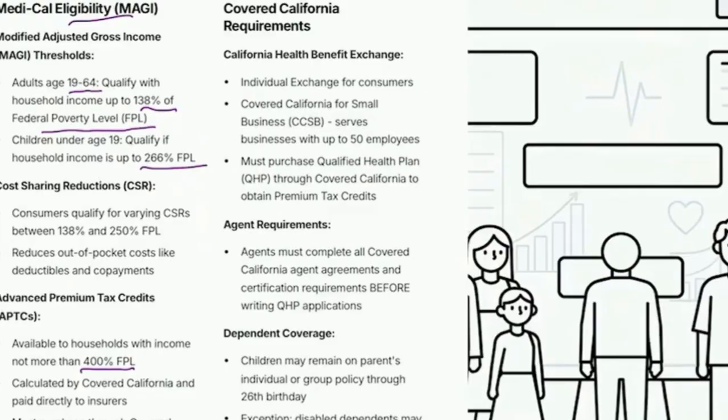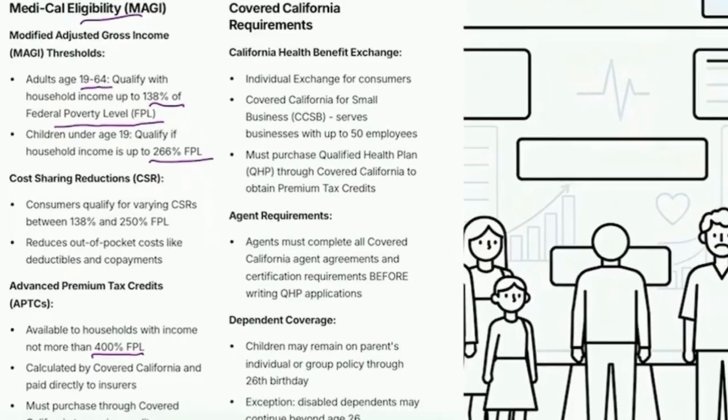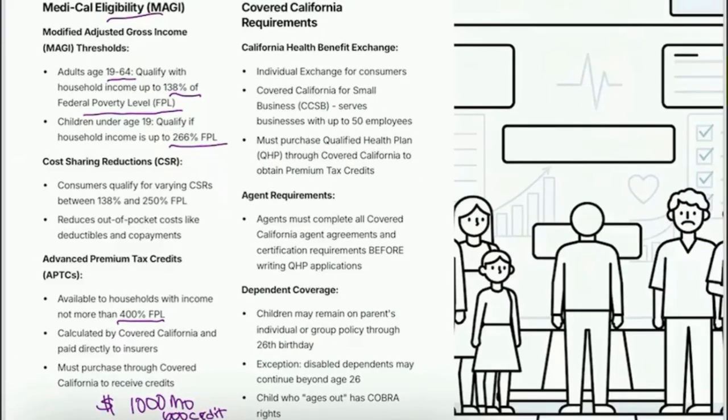All right, agent requirements. Agents must complete all Covered California agent agreements and certification requirements before writing QHP applications. So there are some additional trainings if you are selling these policies. Generally, wherever you're going to work will help you with all of the things that you need to obtain so that you can rightfully be writing the policies that you are meant to.